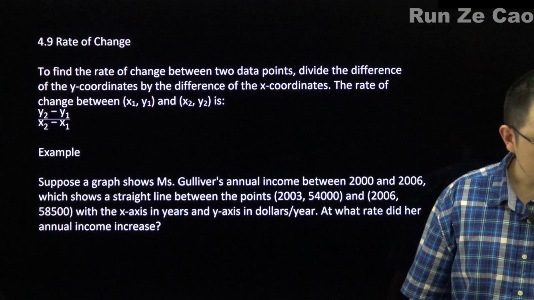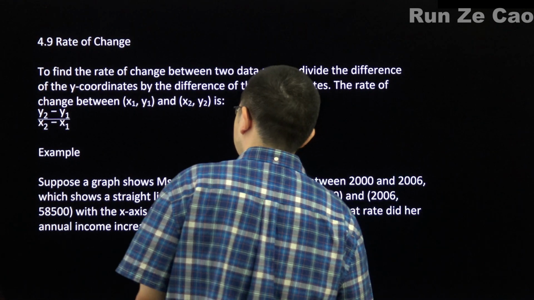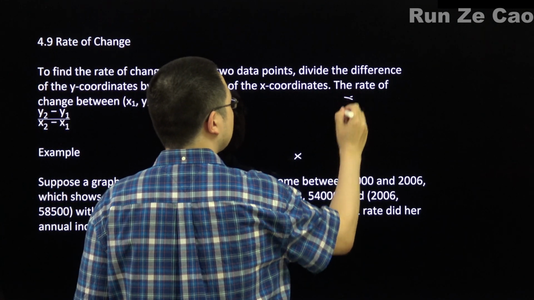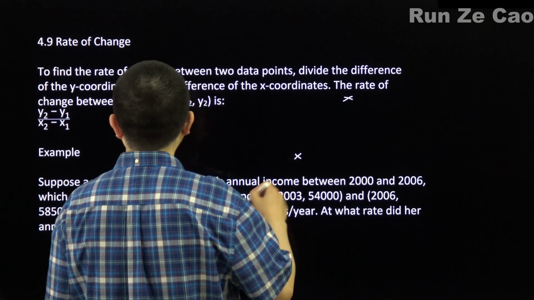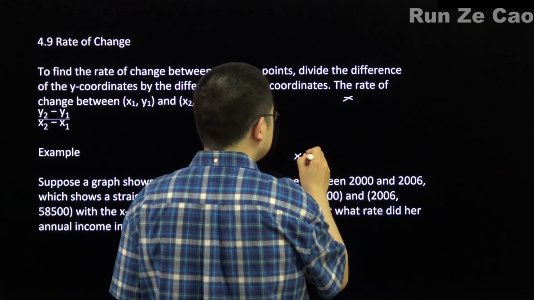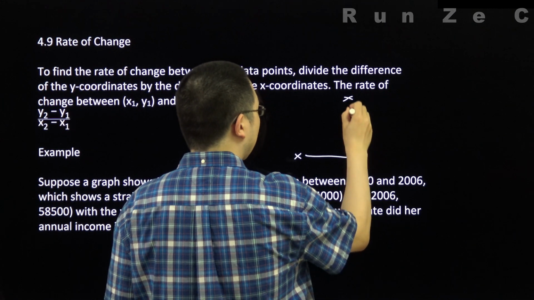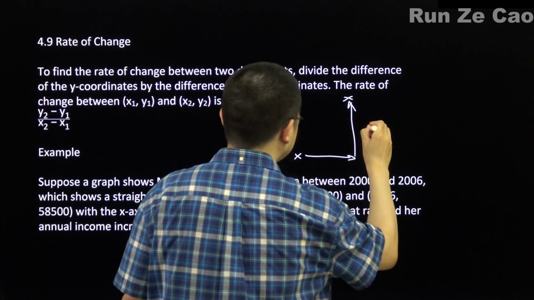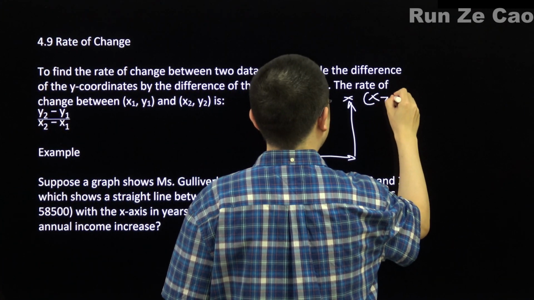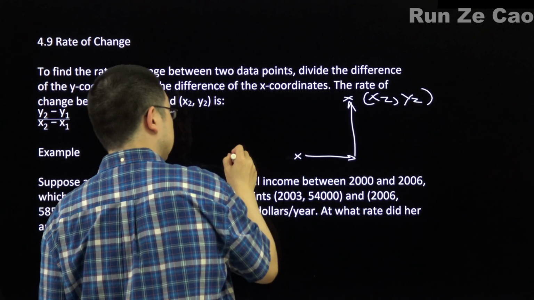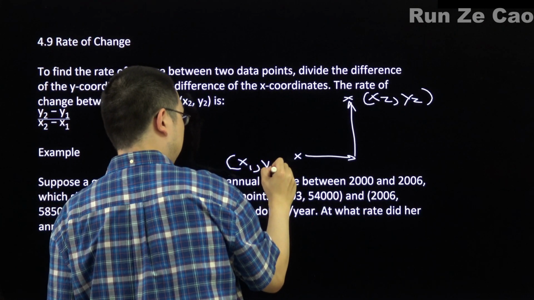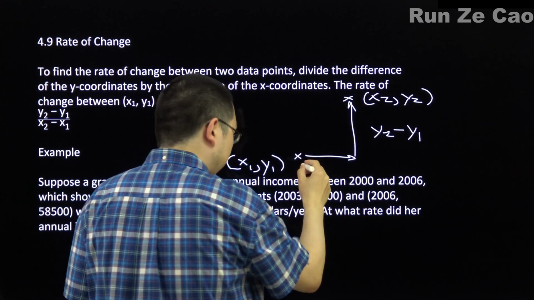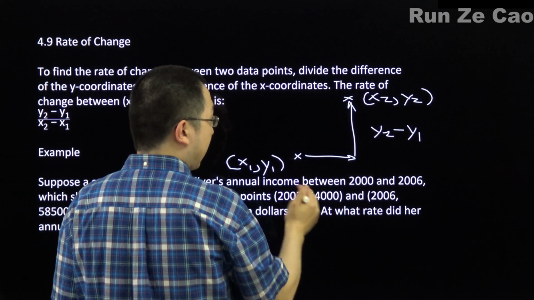Now for rates of change. So if you have two data points that are x1, y1 and x2, y2, then your rate of change between them, i.e. how far you change vertically per amount you change horizontally, is going to be the vertical change. So this is x2, y2 up here. And this is x1, y1 over here. The vertical change is going to be y2 minus y1. Okay? And the horizontal change is going to be x2 minus x1.